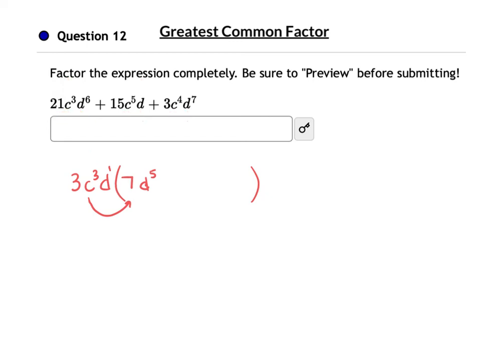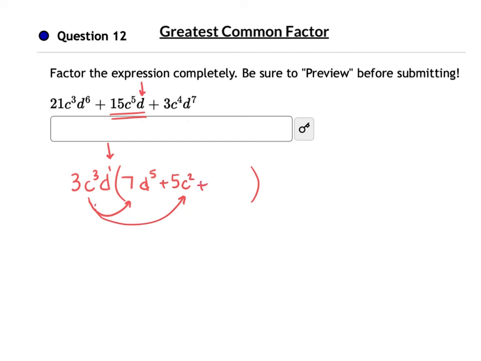Clean that up a bit. I've got a plus 3C cubed D to the first times the second spot makes 15 C to the fifth D. I need a 5. I need 2 more C's to make C to the fifth. And I don't need any more D's because here I have a D to the first and there I have a D to the first.